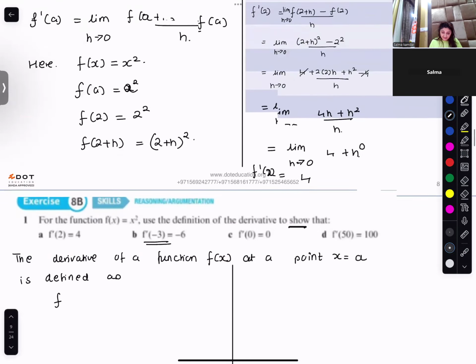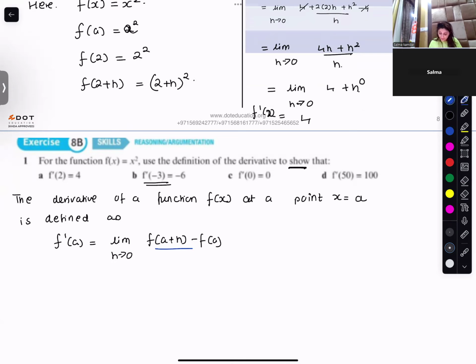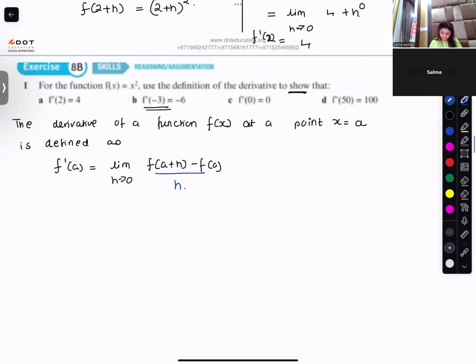how is it defined? f dash a is equal to limit h tends to 0, f of a plus h minus f of a, the whole divided by h. So here a is equal to minus 3. And f of x is equal to x square.